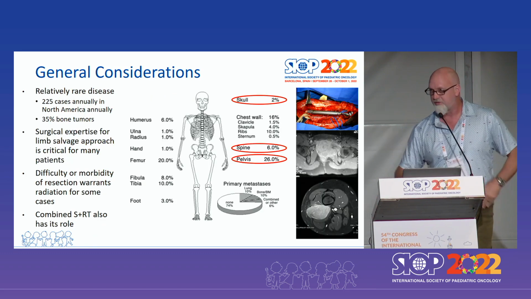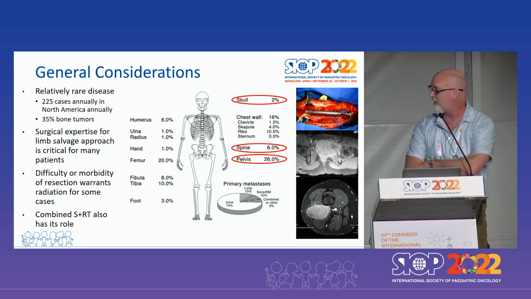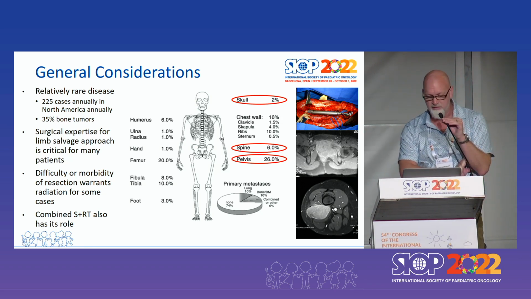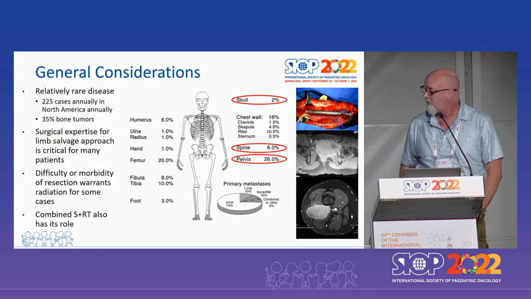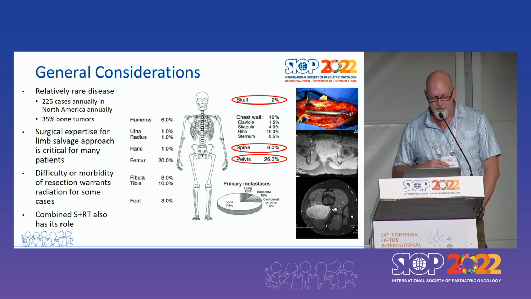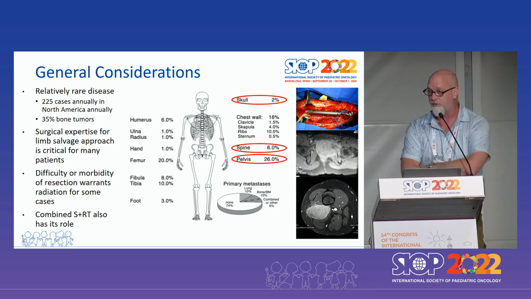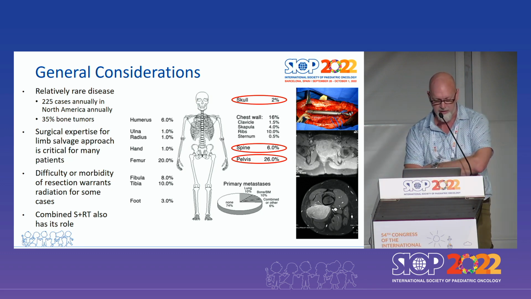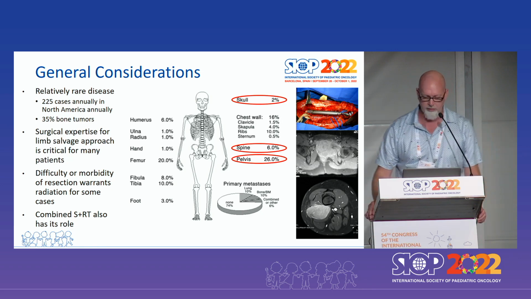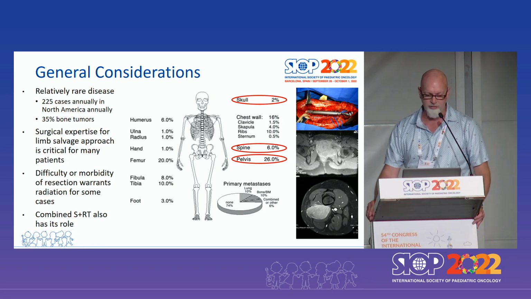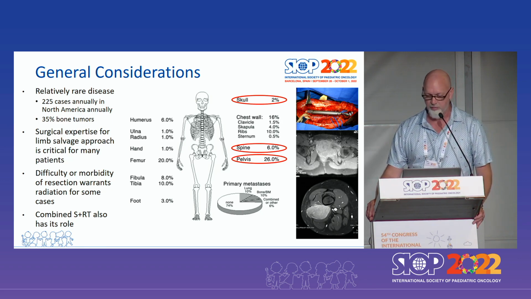So it's always useful to look at where these sites of disease occur in Ewing's. It's a relatively rare tumor, even in North America, where there's maybe a little bit over 200 cases a year. Surgical expertise is really critical for that, and that seems to have gotten quite well disseminated across many centers, both in the U.S. and really across the globe. Sometimes very difficult and morbid resections dictate that radiation therapy is the preferred treatment. And then, like we just heard, there may be a number of scenarios where combined treatment really is the appropriate approach.